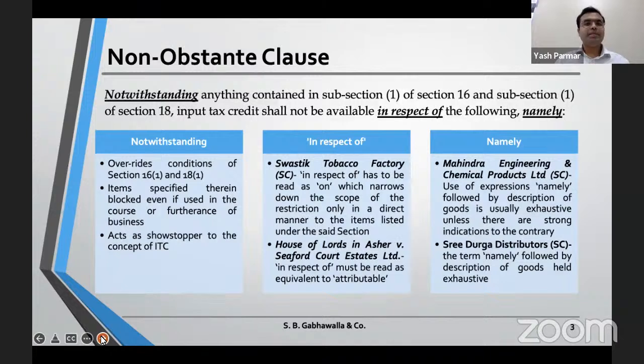This means that you have to strictly read the activities or transactions mentioned in this particular subsection, and you cannot stretch it beyond the intention or beyond the imagination with which this subsection has been drafted.